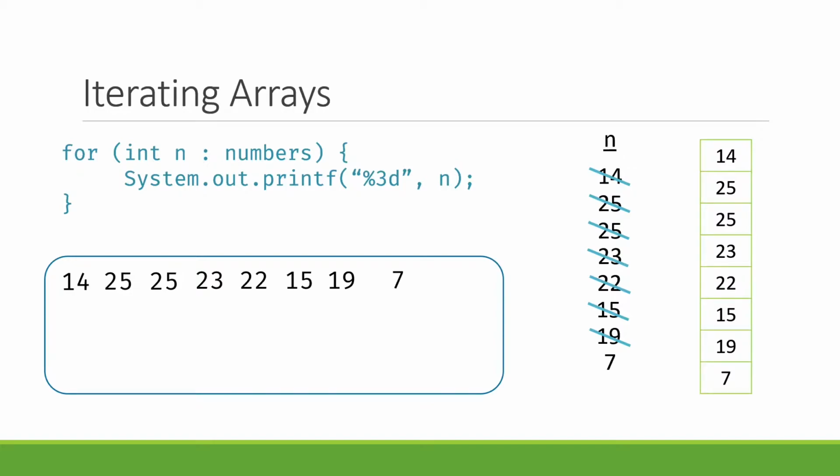Now, it's always more efficient to use this for each loop whenever possible. If you're reading from the array and not writing to it, this is the loop that you should use. Unfortunately, in Java, you can't write to the array using a for each loop. You can in other languages, but not in Java. So if you're iterating an array to assign values to it, you have to use the regular for loop.